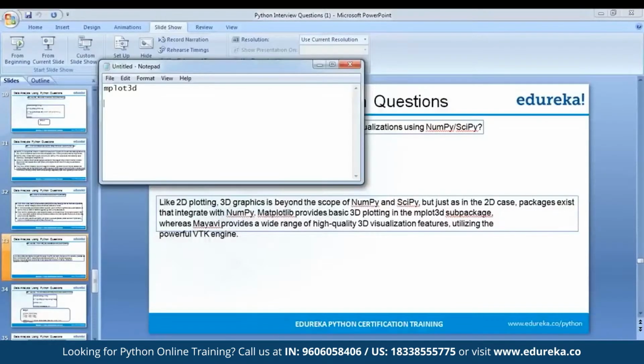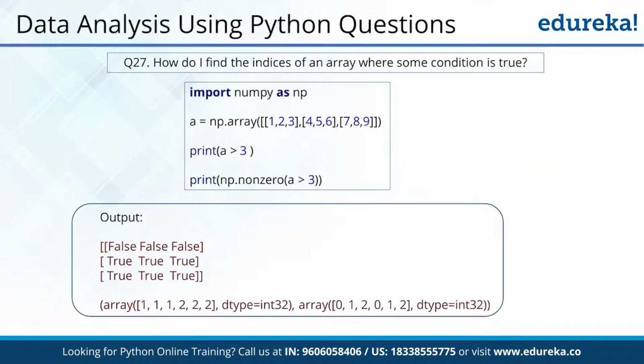So for 3D you've got the mplot3d subpackage. For 2D, you've got Bokeh, which is dependent on the bokeh.js library. With 3D, you've got MayaVi as well. You also have NVD3, which is part of the D3JS library. So you've got different beautiful charting APIs which you can use.